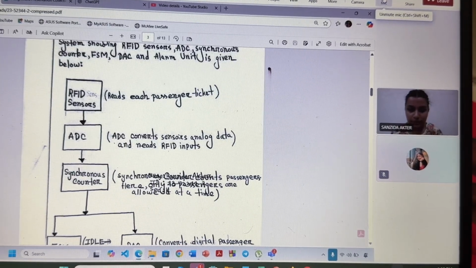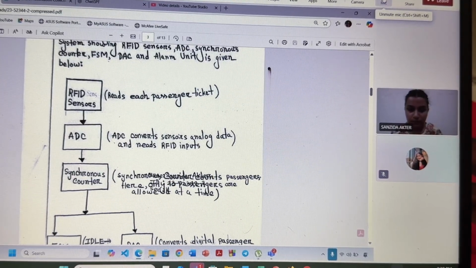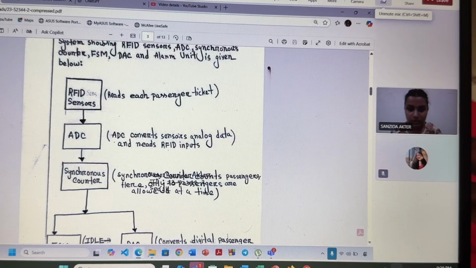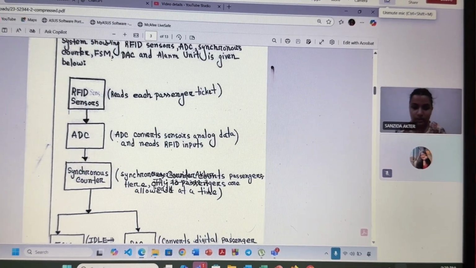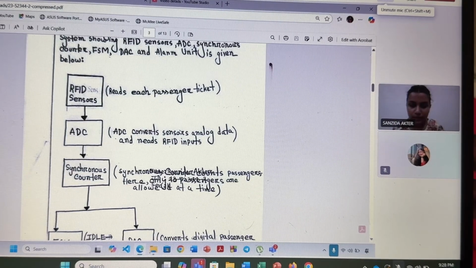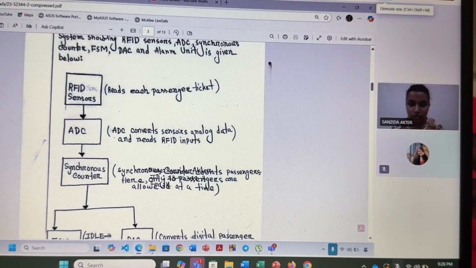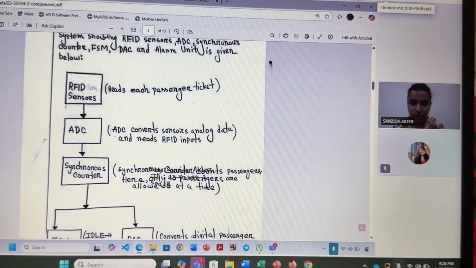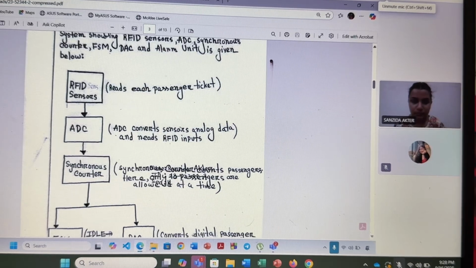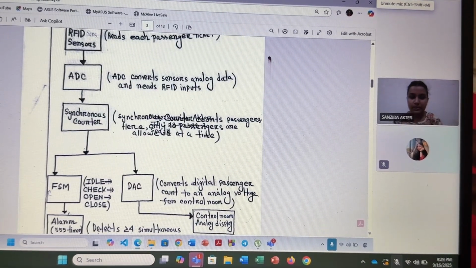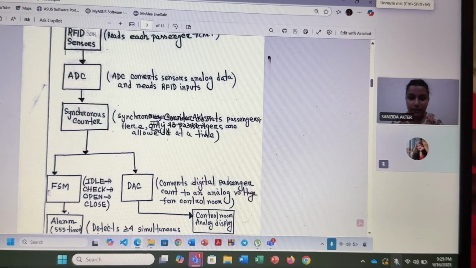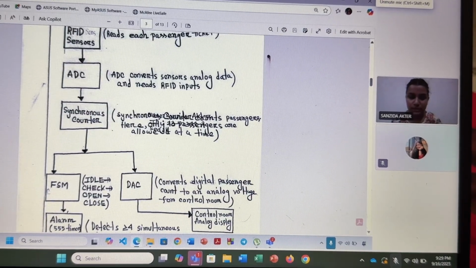If more than 3 people try to cross together, a 555 timer alarm unit is triggered. Finally, a digital to analog converter converts the passenger count into a smooth analog voltage so the control room can monitor crowd size in real time. This complete chain of blocks, RFID, ADC, counter, FSM, alarm, and DAC forms the backbone of the system.